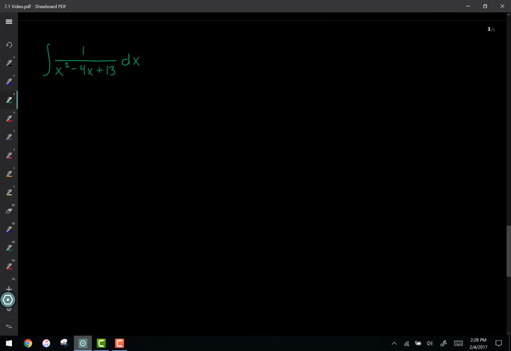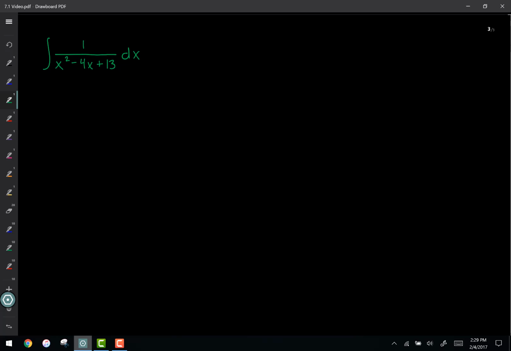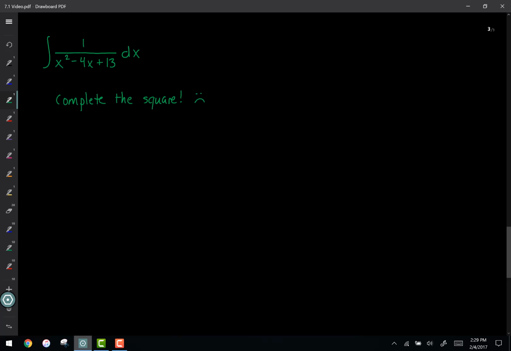So what we're going to want to do is complete the square on the denominator so that it will look like something that we can integrate. Okay, so the trick here is we want to complete the square. Now, I know a lot of people tend to not like completing the square, but let's just go through.